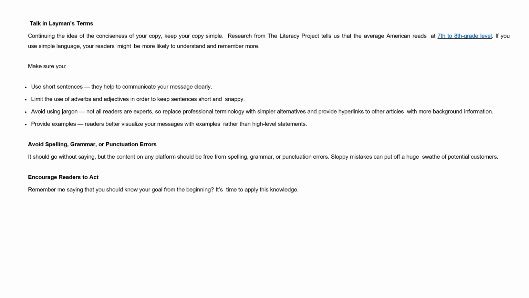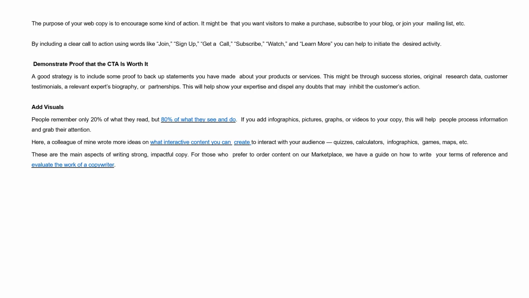Encourage readers to act. Remember me saying that you should know your goal from the beginning. It's time to apply this knowledge. The purpose of the web copy is to encourage some kind of action. It might be that you want visitors to make a purchase, subscribe to your blog, or join a mailing list, etc. Including a clear call to action with words like join, sign up, get a call, subscribe, watch, learn more, can help you to initiate the desired activity.